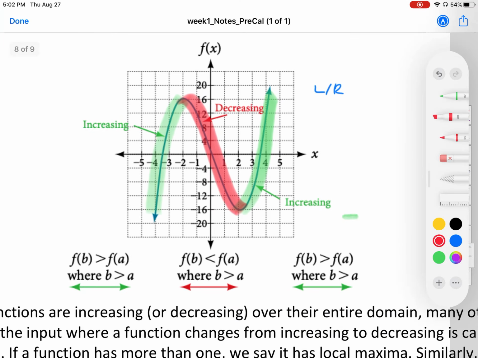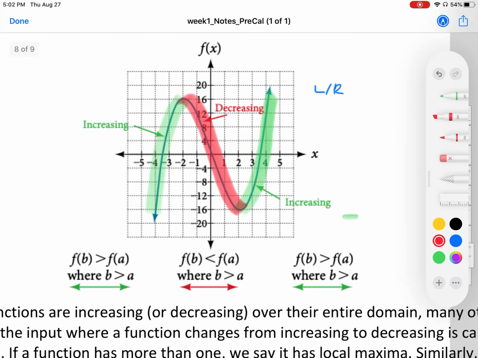And there we go. Now, this wording from A to B in the bottom, this is where it comes from. So let's take a look at increasing.